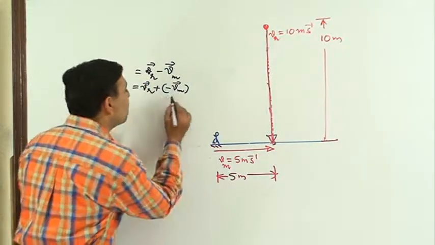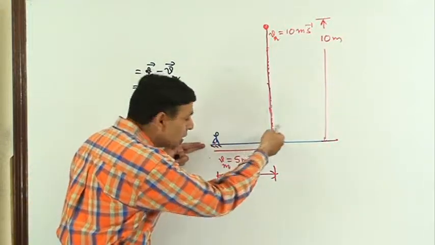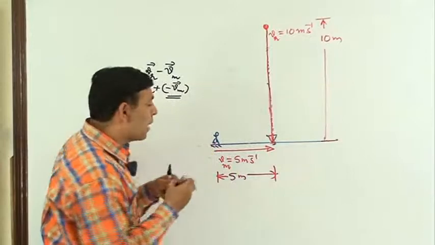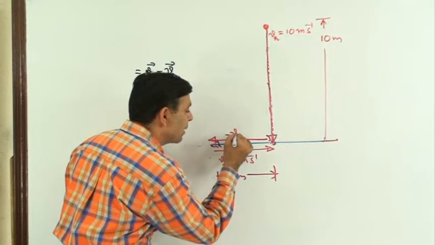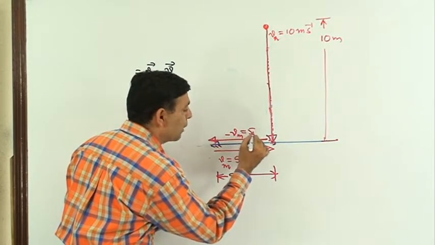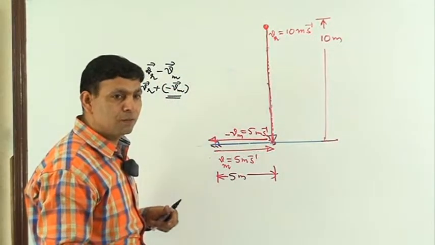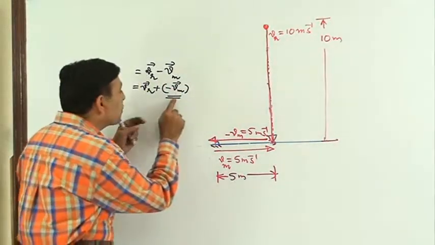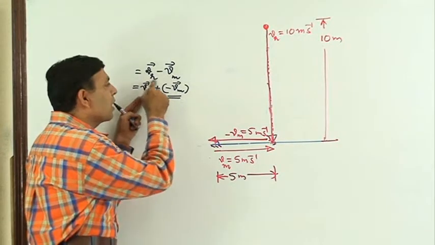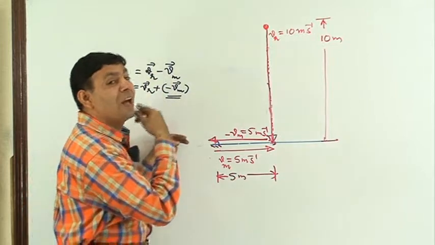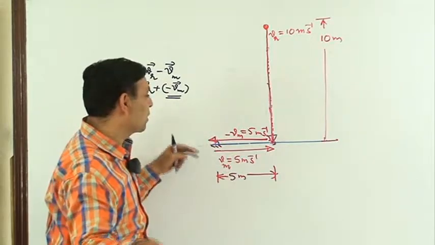So I need minus velocity of the man. This is the velocity of the man, but I don't need this. I need negative of it. I need minus Vm. Of course, the magnitude is 5 only, but it is in this direction. Clear everybody? And now this minus Vman, I need to add it to the velocity of the rain. That will give you the velocity of the rain relative to man, or velocity of the rain as seen by the man, assuming man at rest. Is it clear?